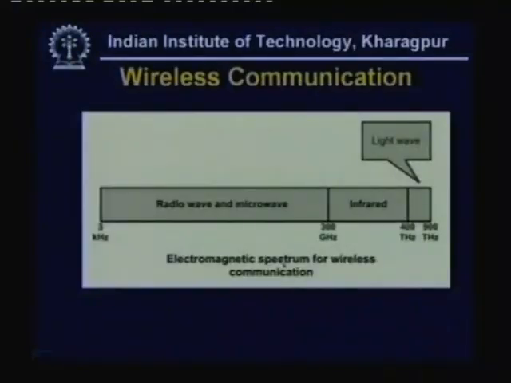Broadly, as you can see, the electromagnetic spectrum used for wireless communication is divided into 3 parts: the radio wave and microwave. Again, this can be divided into 2 parts: radio communication and microwave communication, as we shall see. Then there is infrared and then light wave. So this wireless communication is possible in these 3 ranges.